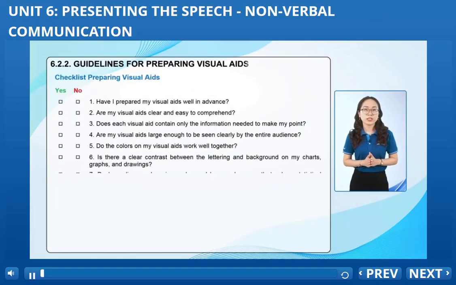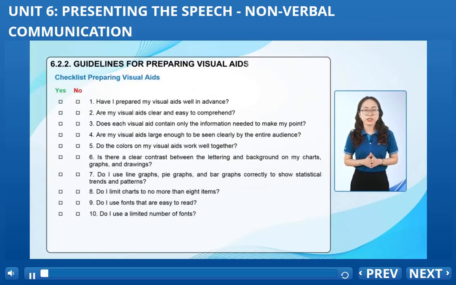So we have a checklist to prepare visual aids. You need to ask yourself these 10 questions. The first one, have I prepared my visual aids well in advance? Second, are my visual aids clear and easy to comprehend? Next, does each visual aid contain only the information needed to make my point? Next, are my visual aids large enough to be seen clearly by the entire audience?